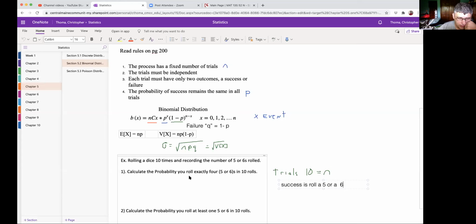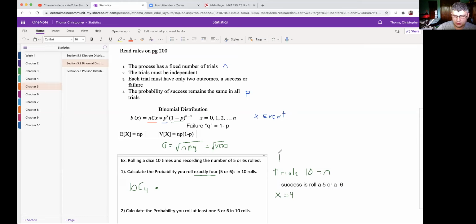So what I want to know is to calculate the probability you roll exactly 4, which then means x equals 4. The word exactly is equals. So now I have everything I need to solve this. I do 10 is my n, combinations, remember it's under your probability key, my x is 4, and I'm going to times that by my probability of success. So we don't know what p is yet.